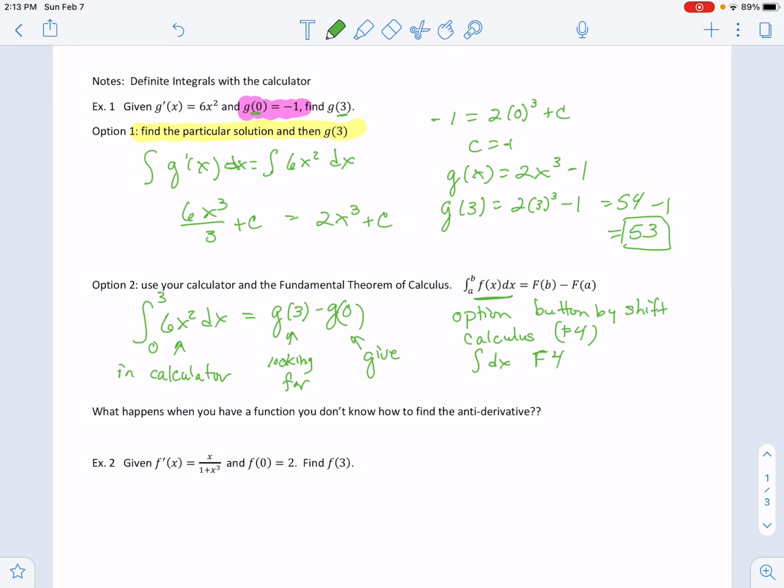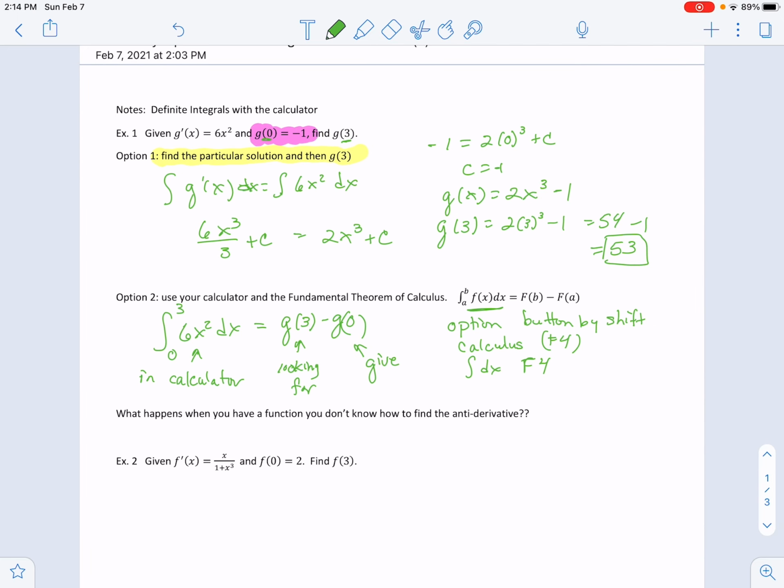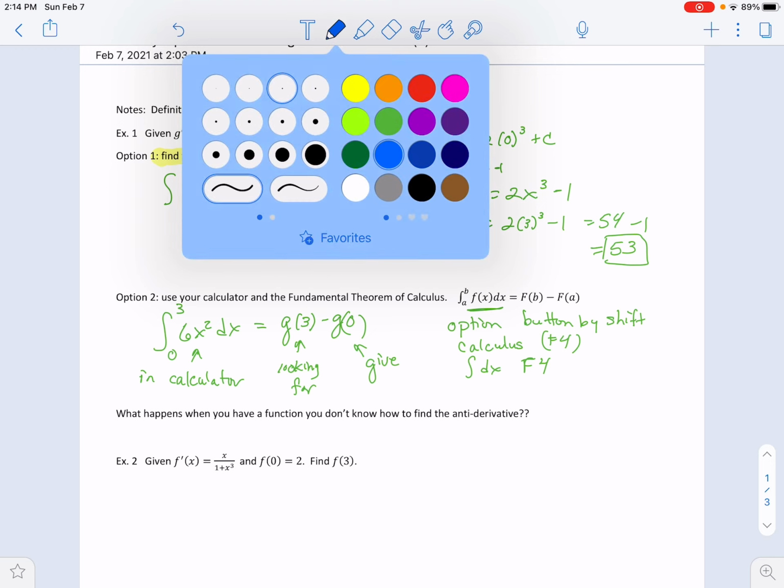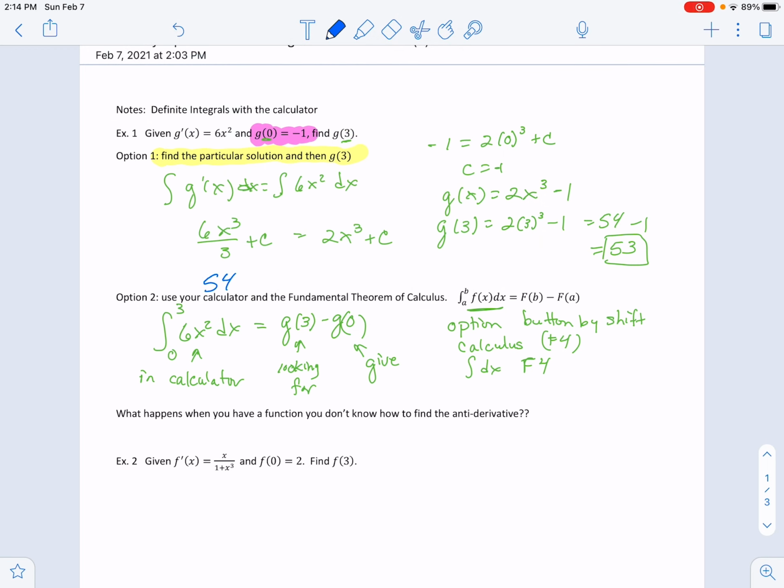So I'm going to type it in. Oh, delete. So I type in 6x squared. And I'm integrating from 0 to 3. And it tells me it's 54. So this I got out of my calculator. It was 54. G of 3 is what I'm looking for. G of 0, they told me, is negative 1. And now I add 1 to both sides, and I got 53 for an answer, just like I did here.